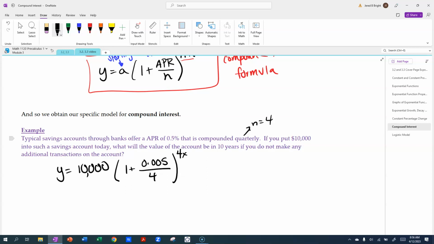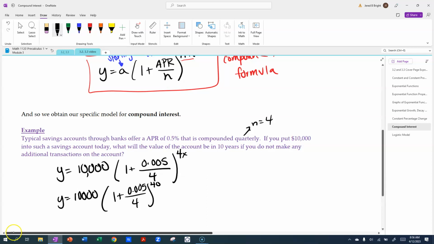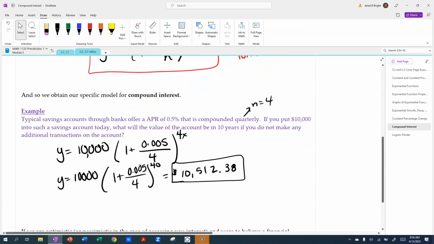So then if I look at the value of the account in 10 years, I would do y is equal to 10,000 times 1 plus 0.05. Nope, that is 5%. I want 0.5%. All raised to the 4 times 10, also known as 40. Okay, and if I calculate this, I get $10,512.38. Okay, so 10 years with this abysmal interest rate gets me a whopping $500 in interest, okay?